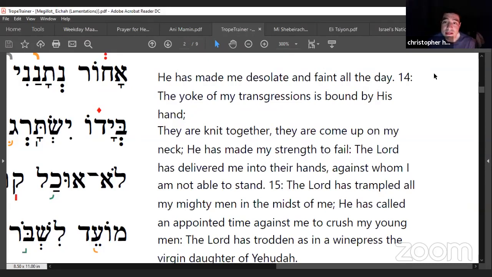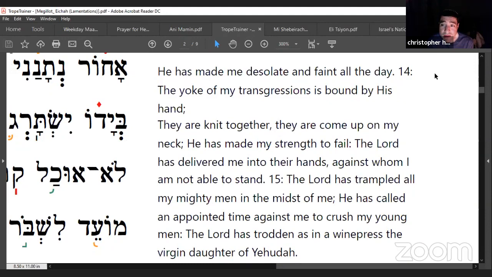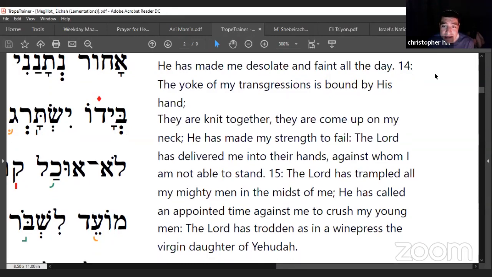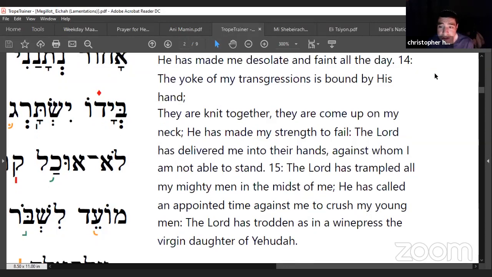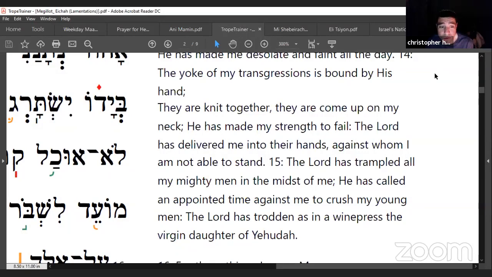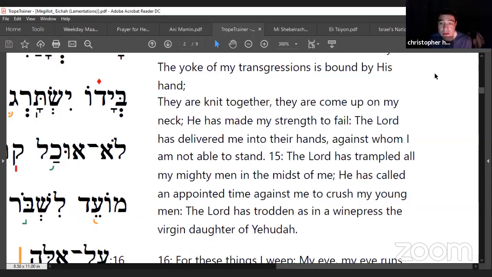He has made me desolate and faint all the day. The yoke of my transgressions is bound by his hand. They are knit together. They have come up on my neck. He has made my strength to fail. The Lord has delivered me into their hands, against whom I am not able to stand. The Lord has trampled all my mighty men in the midst of me. He has called an appointed time against me to crush my young men. The Lord has trodden as in a winepress the virgin daughter of Yehuda.